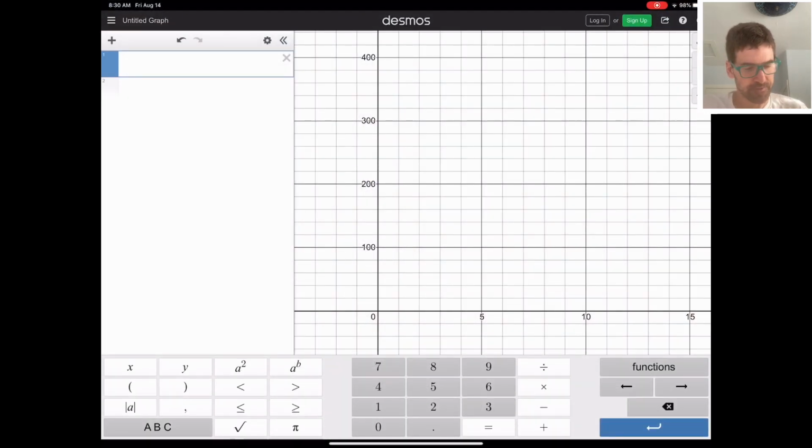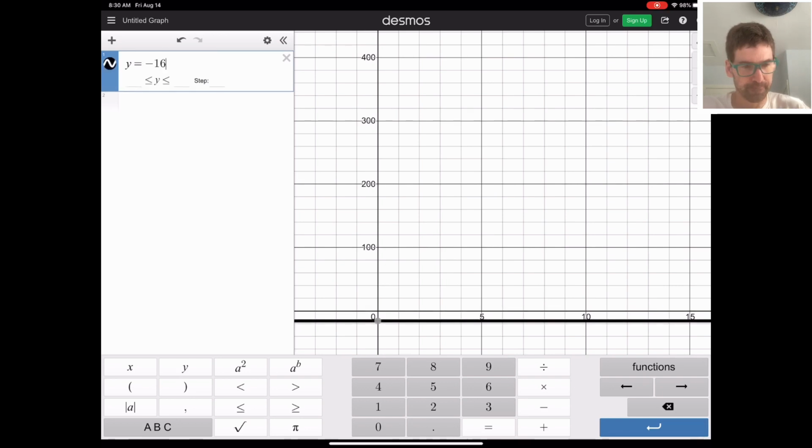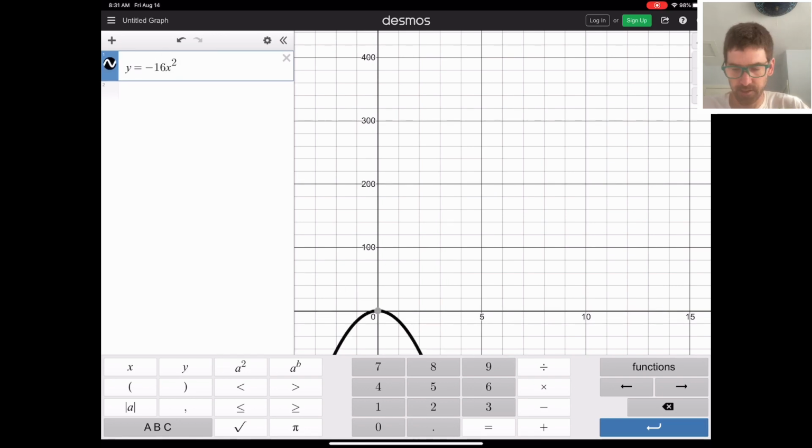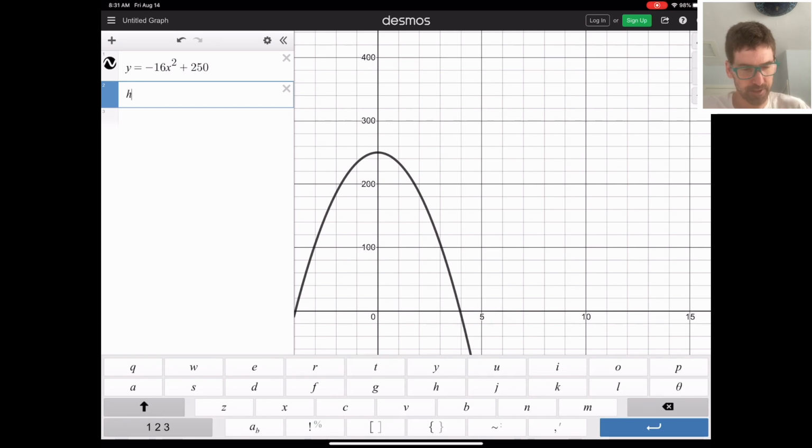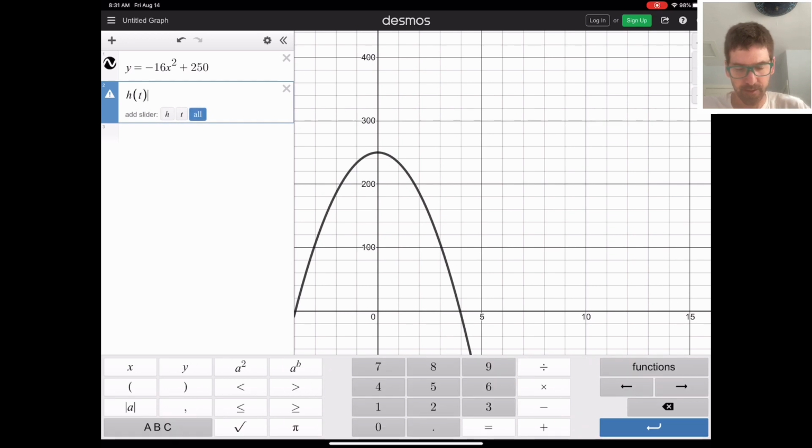So we have h of t. Remember, you can just always plug in a y instead of function notation. Desmos can take either. Negative 16x squared plus 250. So just to be clear here, just to make sure you're totally clear on this, I also could have done h of t equals negative 16t squared plus 250. Same thing, okay? So let's go ahead and actually do the formal function notation like we were looking for.